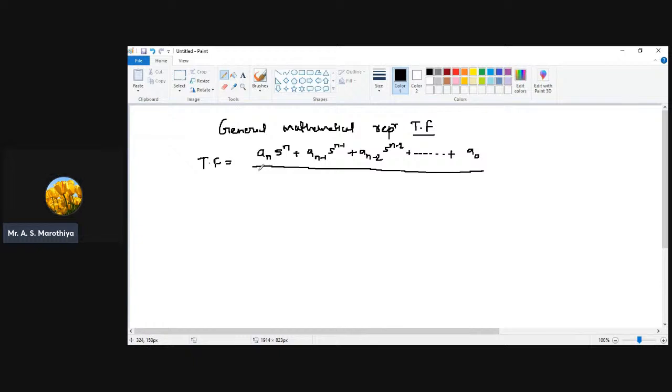So here denominator portions we are going to define like b_m s to the power m plus b_{m-1} s to the power m minus 1 plus b_{m-2} s to the power m minus 2 plus so on. Finally we are going to have b_0. That is very important.